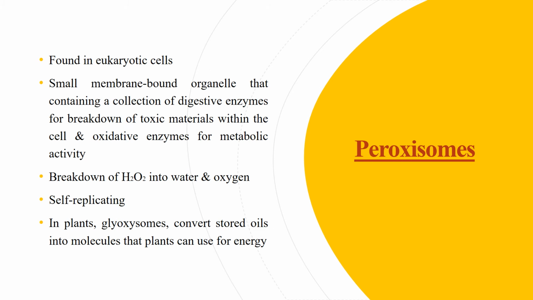Peroxisomes are found in the eukaryotic cells. They are small membrane-bound structures which contain a variety of enzymes, such as digestive enzymes that can break down toxic materials within the cell, and oxidative enzymes which are used in metabolic activity. The peroxisomes can break down reactive oxygen species such as hydrogen peroxide into water and oxygen.